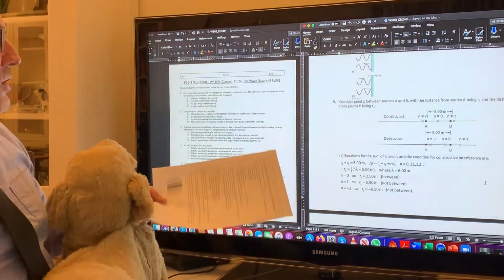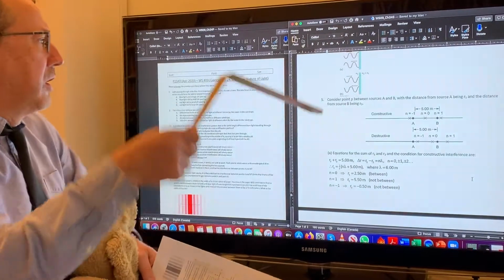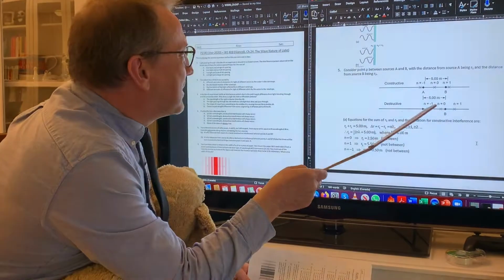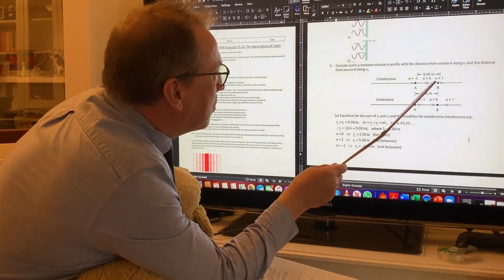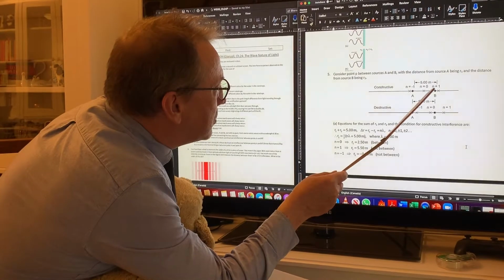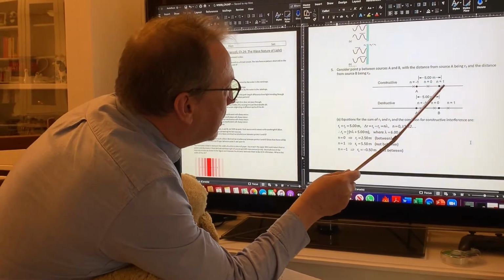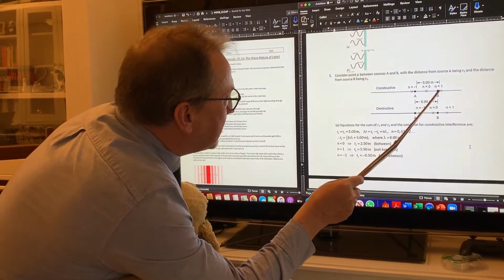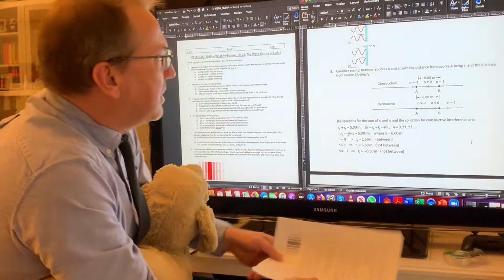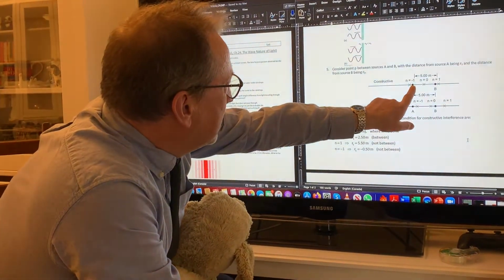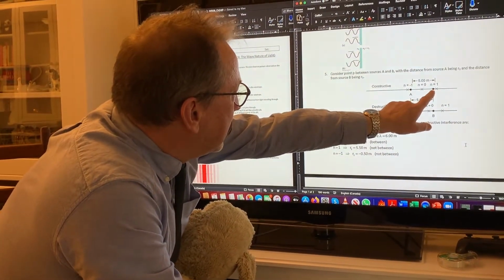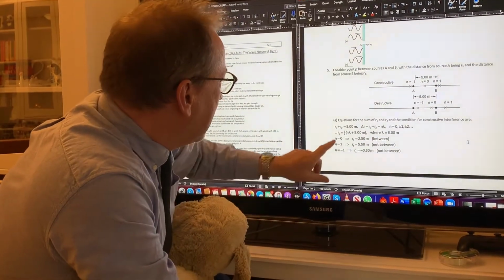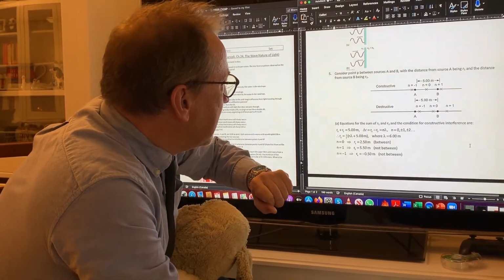So where would we get constructive and destructive? What I'm going to do is say that the distance from A will be R1 and the distance from B will be R2. So I know then that R1 plus R2 has to be 5 meters, right? Because if R1 is 0, then the distance from B is 5 meters and so on. So that's how I'm going to define R1 and R2. R1 plus R2 is 5 meters.